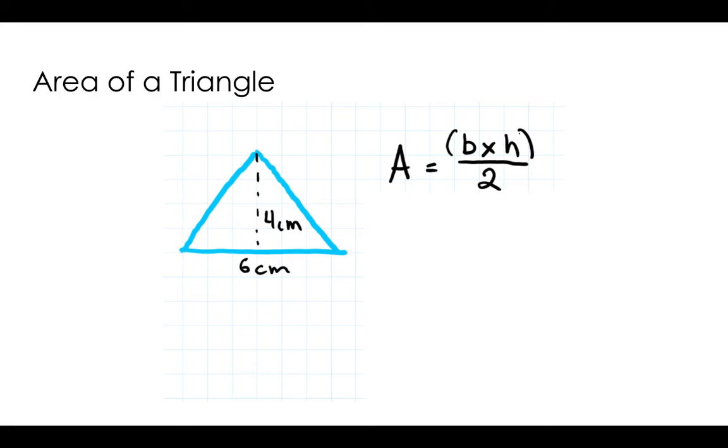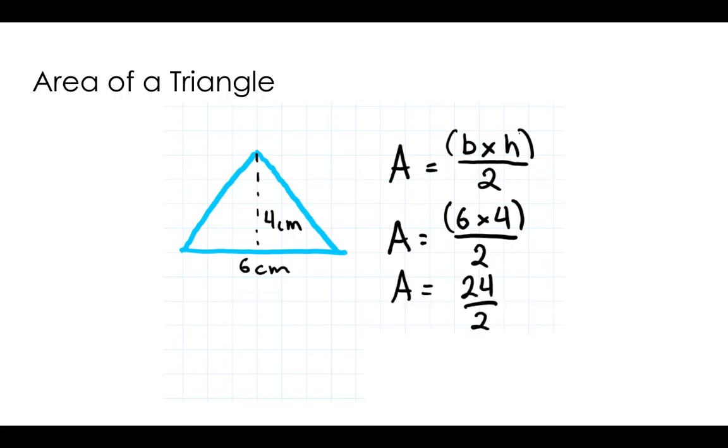So I plug in my numbers. My base is 6 and my height is 4. So I'm going to plug in 6 and 4. Area equals 6 times 4 in brackets, all divided by 2. 6 times 4 is 24. I've done my brackets. Now I can move on to the next step, which is divide by 2, meaning that area equals 12 centimeters squared.